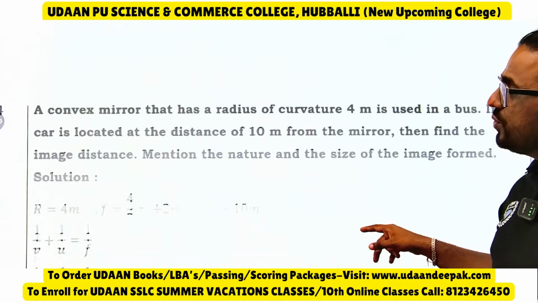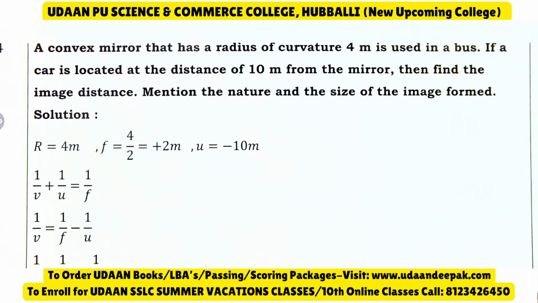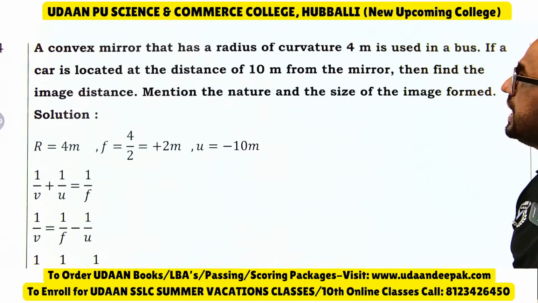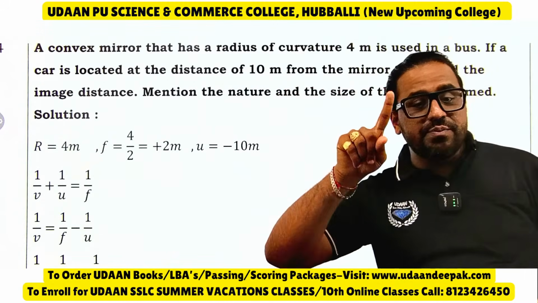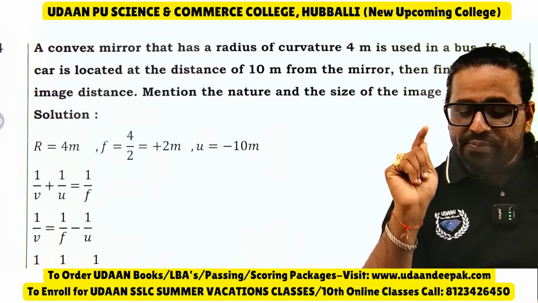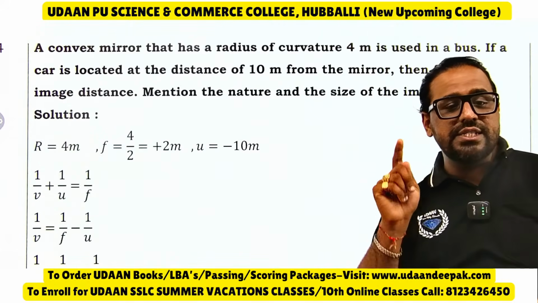Okay, next one, a convex mirror that has radius of curvature 4 meter is used in a bus. If the car is located at a distance of 10 meter from the mirror, then find the image distance, find the nature and the size of the image formed. See, they have said convex mirror. Convex mirror means F is what? Positive. Then I put convex mirror, F is positive.